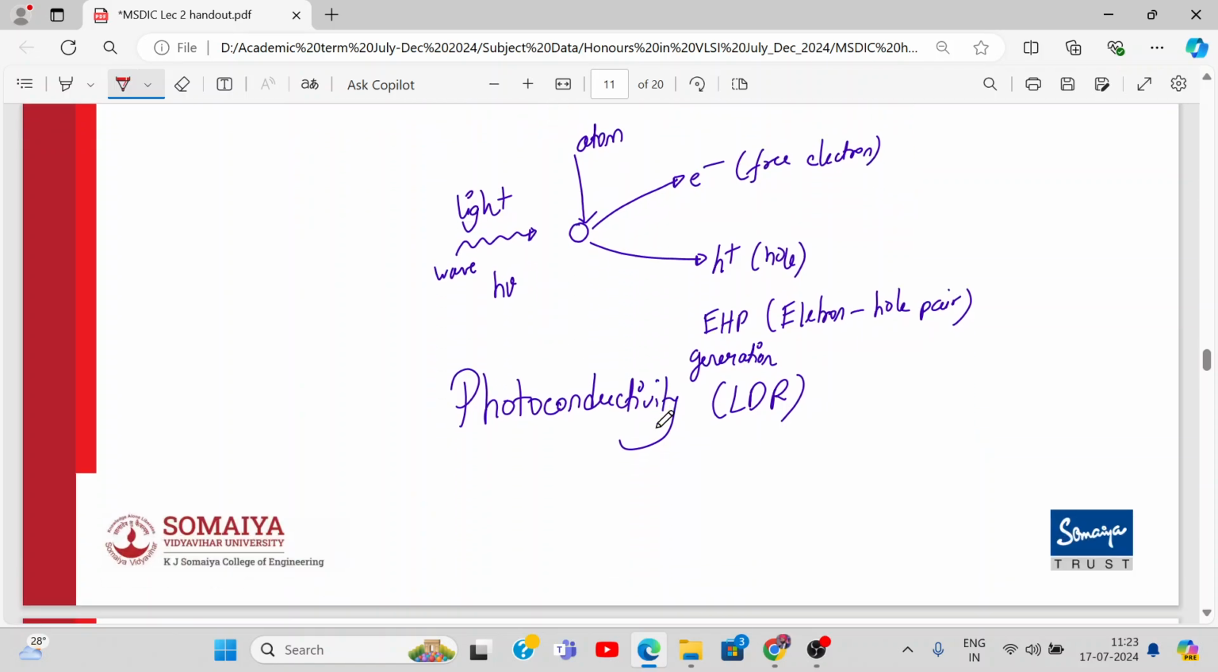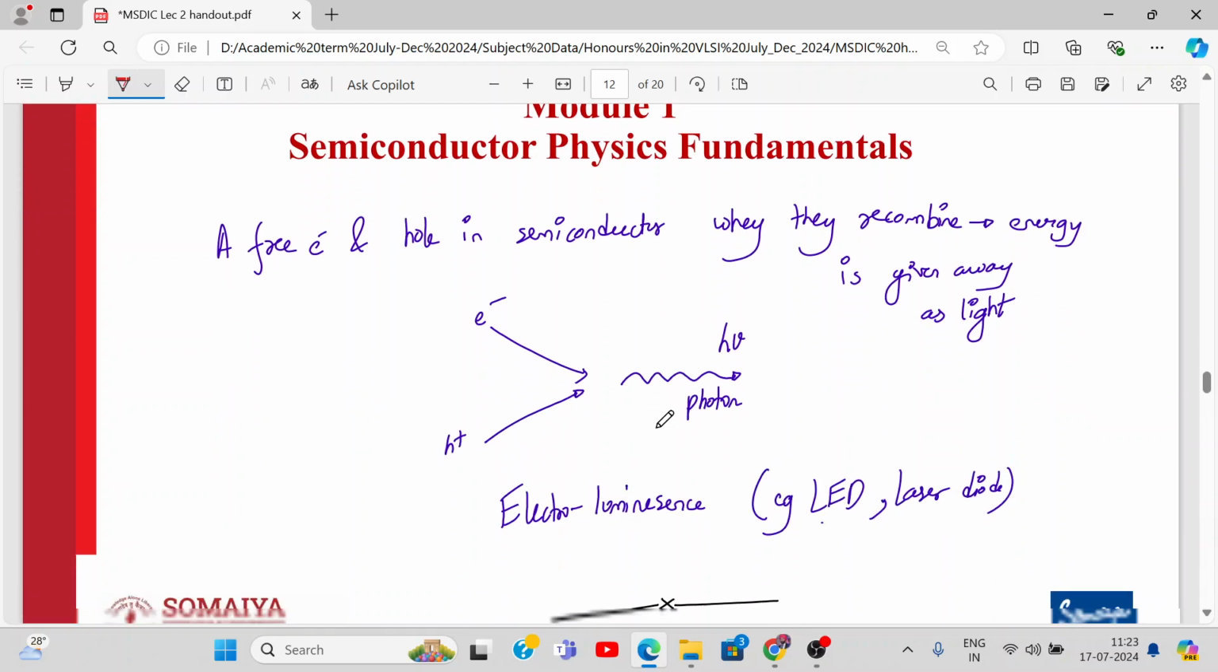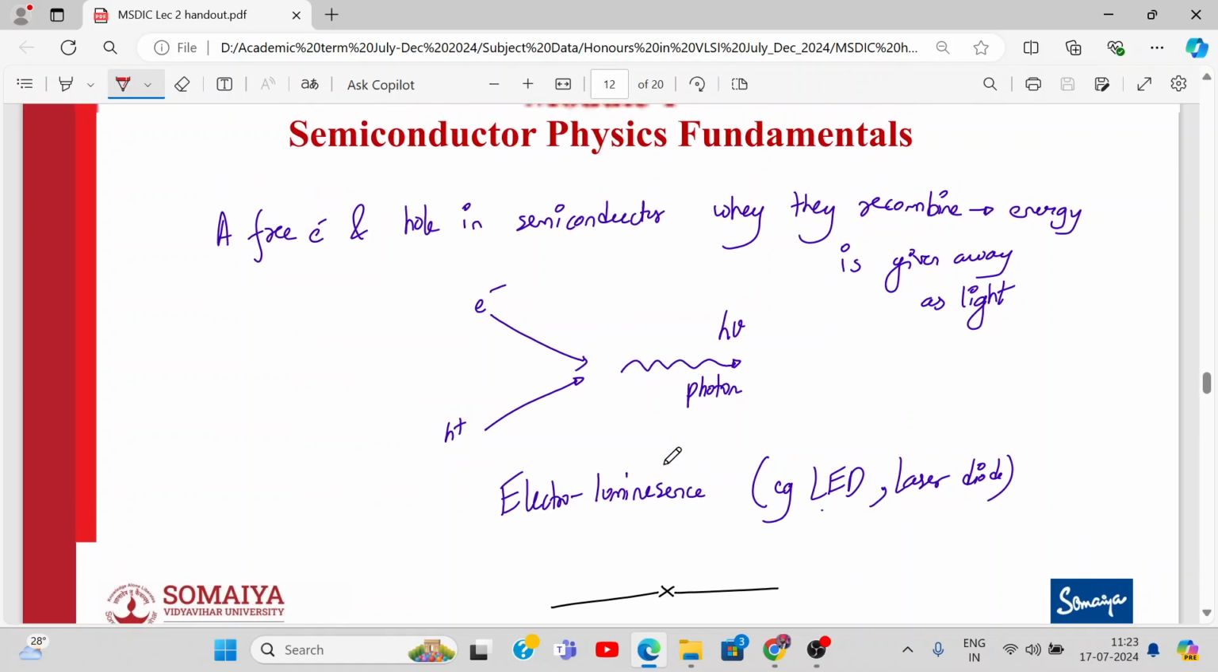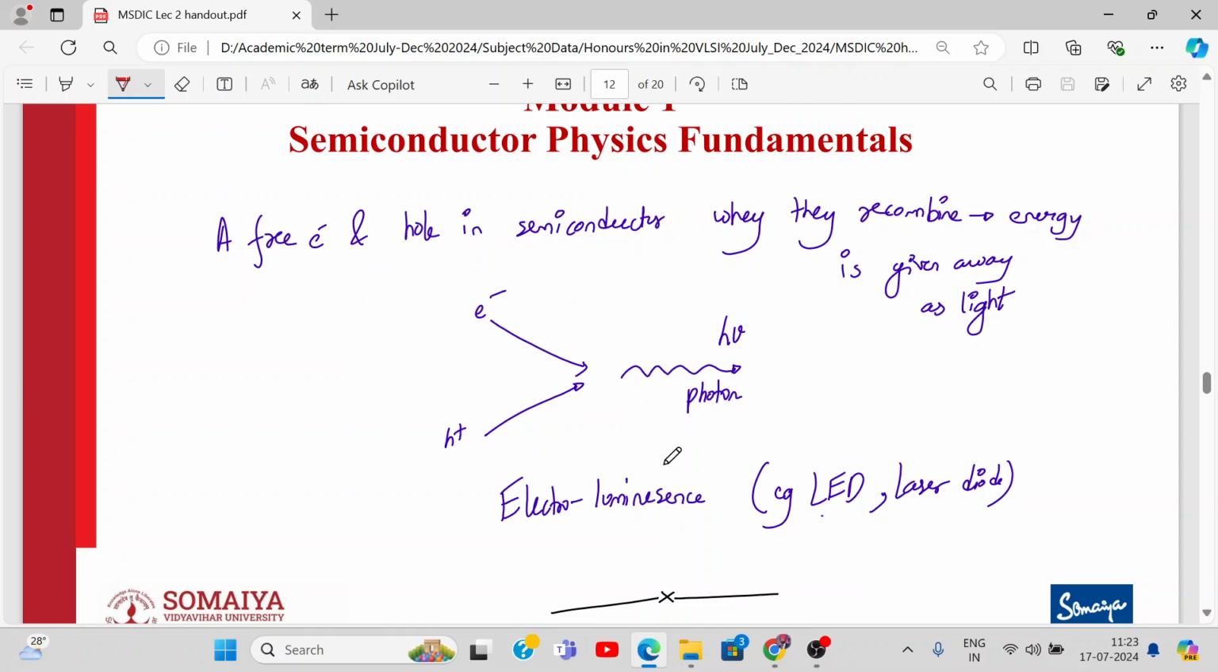So in photoconductivity, we have a photon of a particular frequency, light, hitting a silicon atom, and it is giving away an electron and hole pair. So that is photoconductivity. And in case of electroluminescence, an electron and a hole in a semiconductor, when they recombine, give away energy in the form of light. So that is electroluminescence in case of LED and laser diode. So yeah, that will be all for today. Next time we'll start with equilibrium concentration of charge carriers in semiconductor materials.